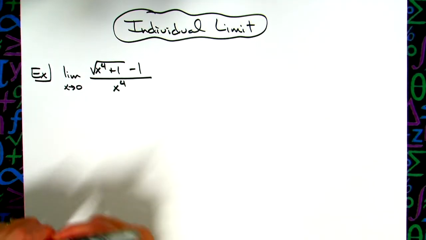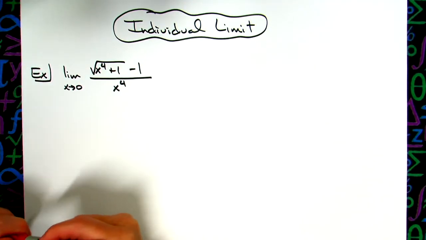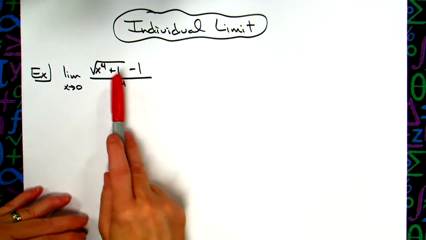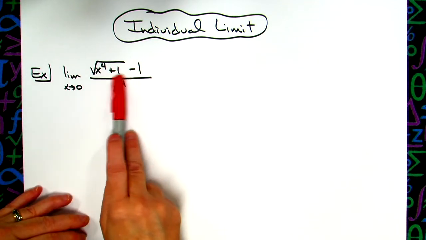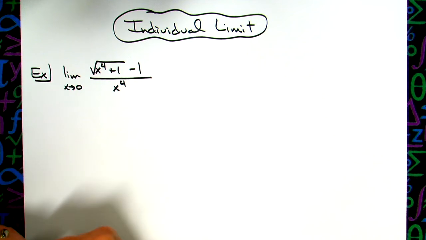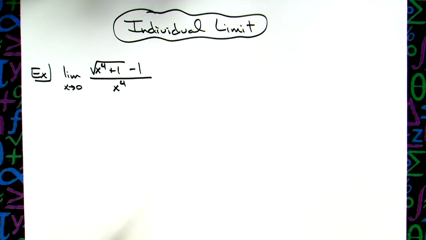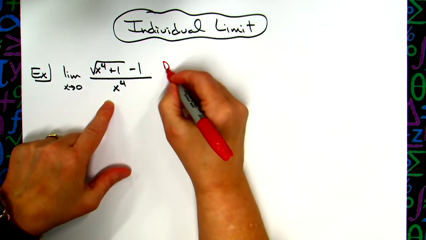In this video, we're going to take a look at an individual limit. It's going to be a limit as x approaches 0, and we're going to have a square root here in the top with just a nice little polynomial curve there in the bottom. Alright, so first thing you want to do is always that direct substitution. So we're going to plug in 0.